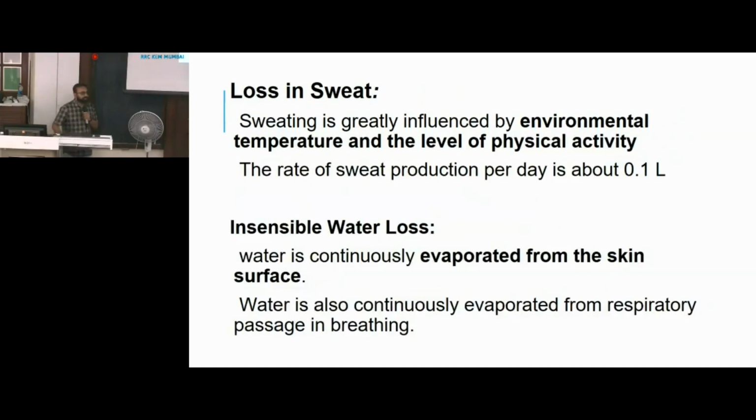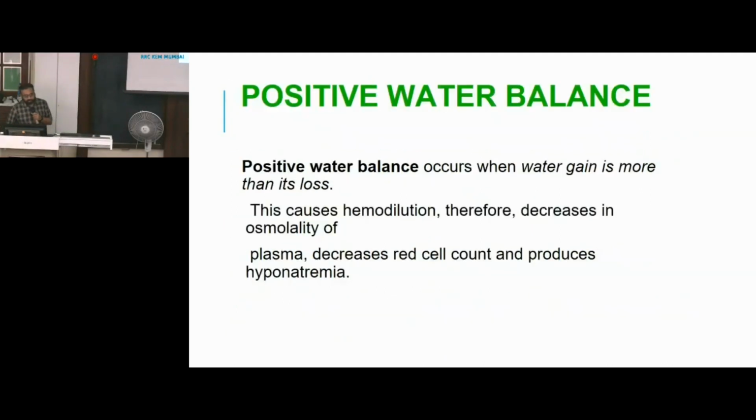Water is also lost as insensible water loss from the skin and from the lungs and the airway. Okay, what is positive water balance? When water gain is more than its loss. What will be the effect of positive water balance? Is it good for the body or bad for the body? Depends on the situation. But if there is more water, क्या होगा?